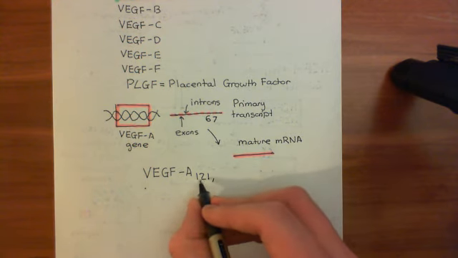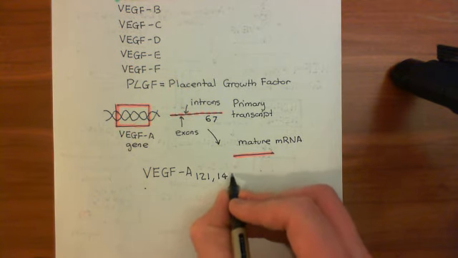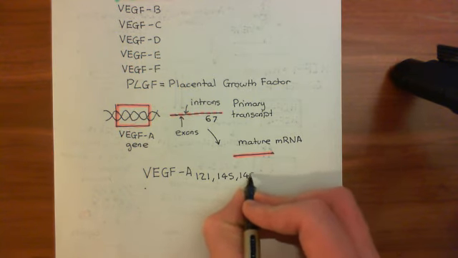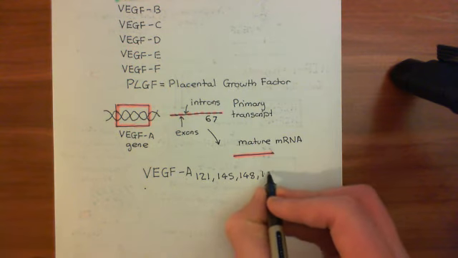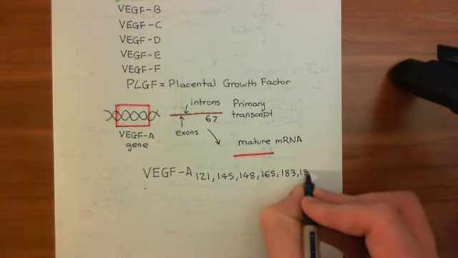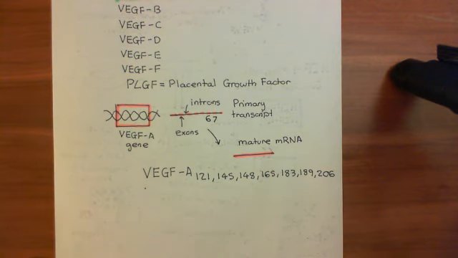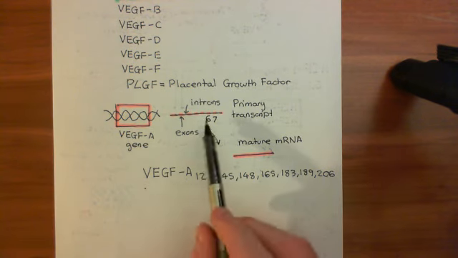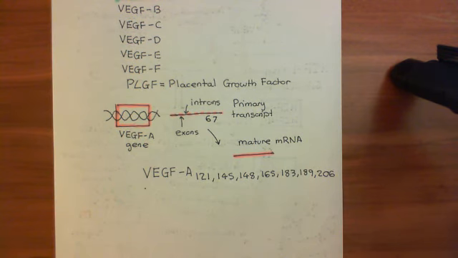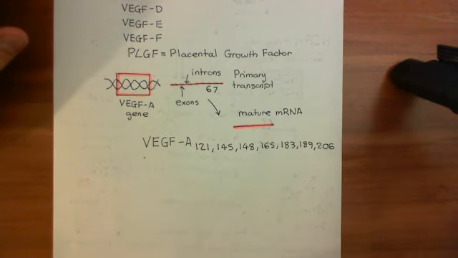Other numbers that you can have there, instead of 121, you could have 145, okay? You could have 148, you could have 165, 183, or 189, or 206. And all of these 7 different isoforms result purely from the fact that there are different ways of splicing, basically, the primary transcript, and therefore you can get 7 different mature mRNAs, which will make slightly different VEGF-As. Okay, and these are the 7 you can get from that.